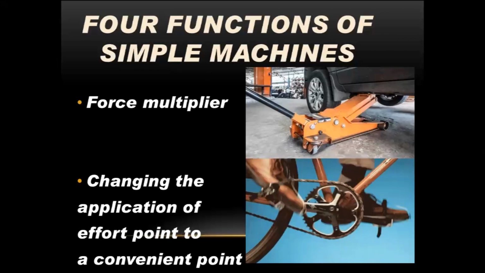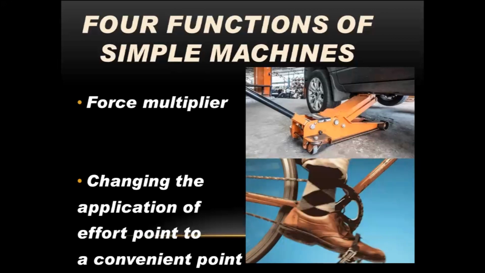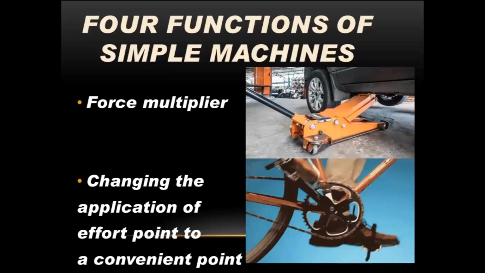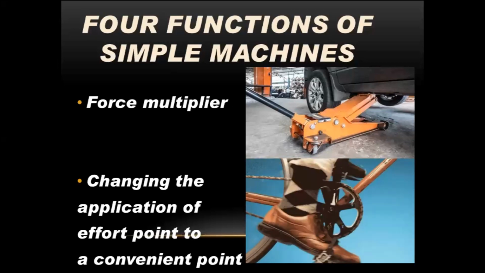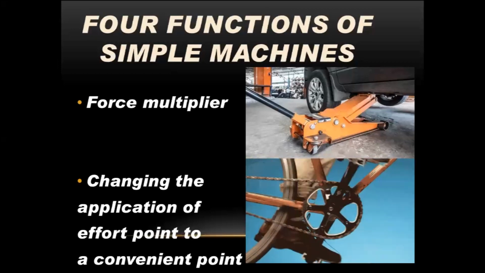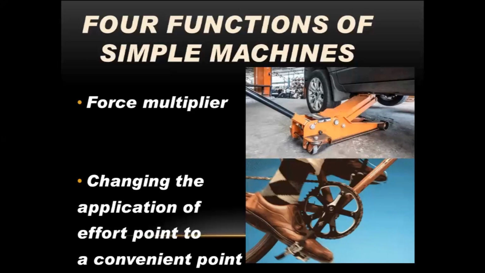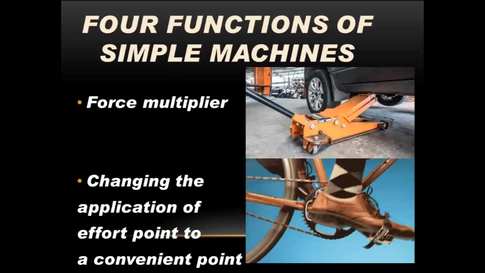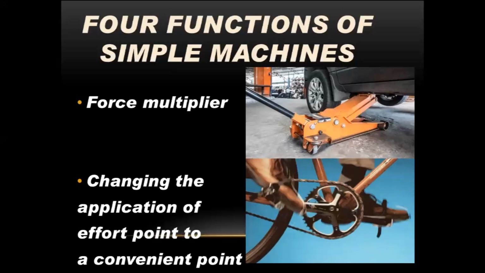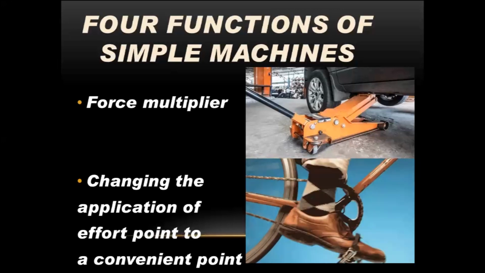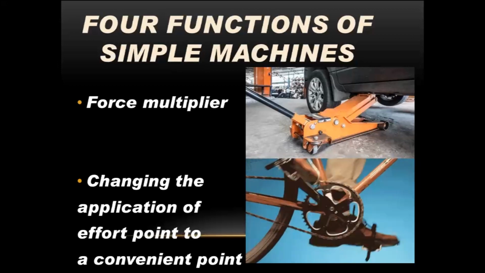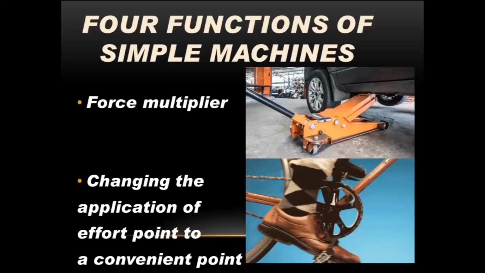Number two, changing the point of application of effort to a convenient point. For example, you can see the small animation that's going on nearby. All you need to do is make your cycle move. The rear wheel of your cycle is rotated by applying effort on the pedal. You are not giving effort directly to the huge circular wheels that are in your cycle, which makes your cycle move.